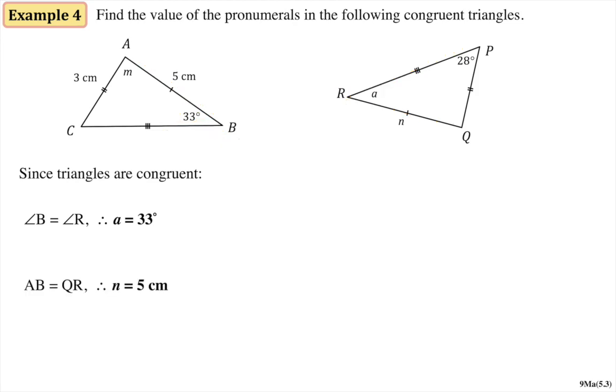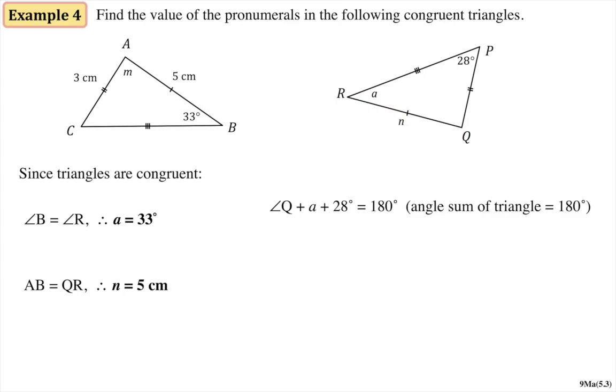I also know that AB is equal to QR. How do I know that? A to B has 1 mark on it. Q to R has 1 dash or 1 mark on it, which means 5 centimetres equals N. So N is 5.